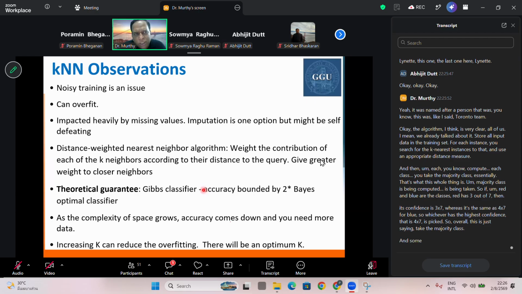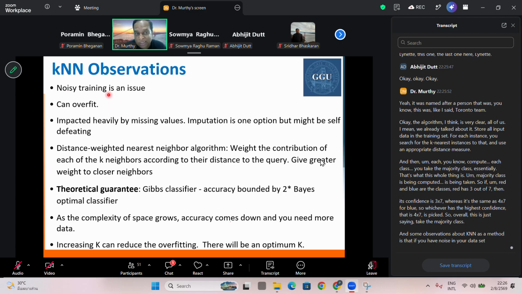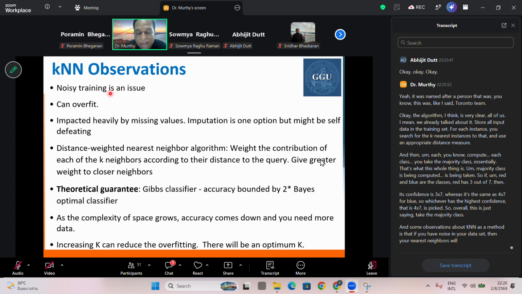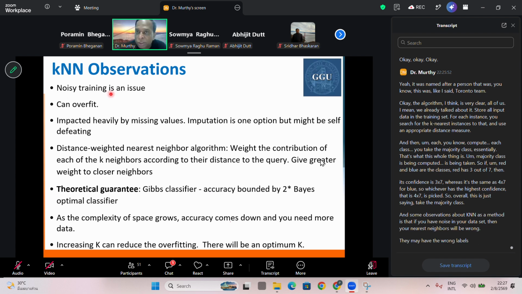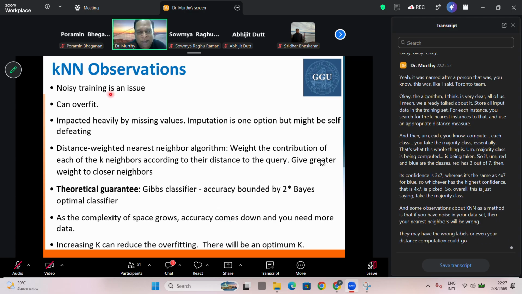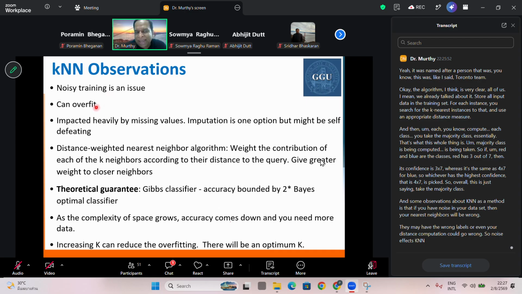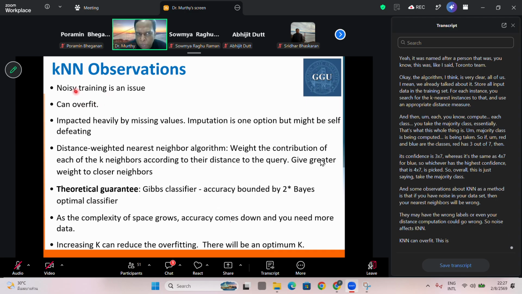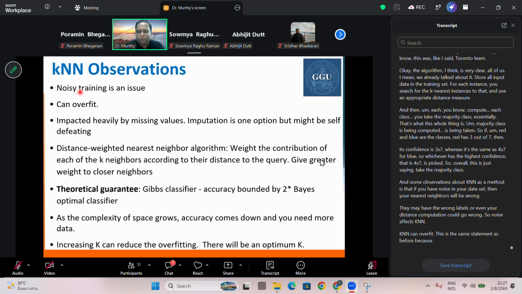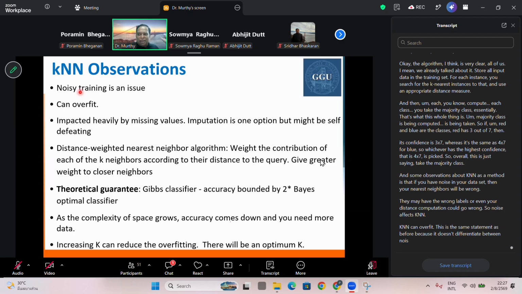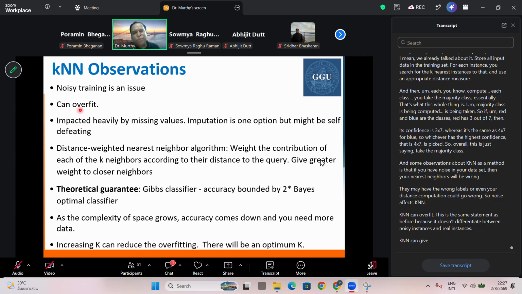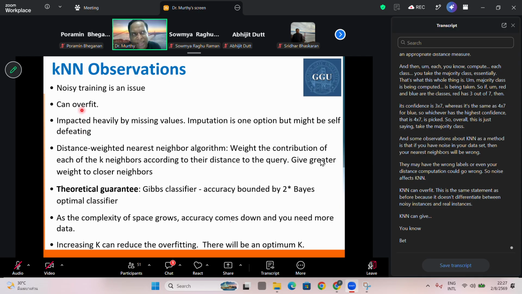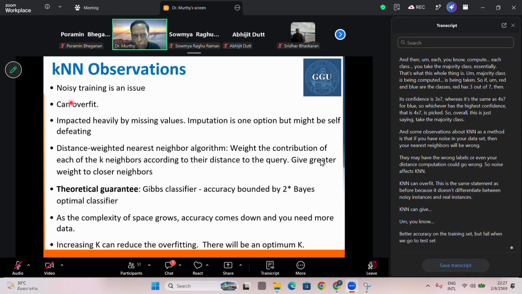Some observations about KNN as a method: if you have noise in your data set, then your nearest neighbors will be wrong. They may have the wrong labels, or even your distance computation could go wrong. So noise affects KNN. KNN can overfit. This is the same statement as before, because it doesn't differentiate between noisy instances and real instances. KNN can give better accuracy on the training set, but fail when we go to the test set. That's what overfitting means, right?